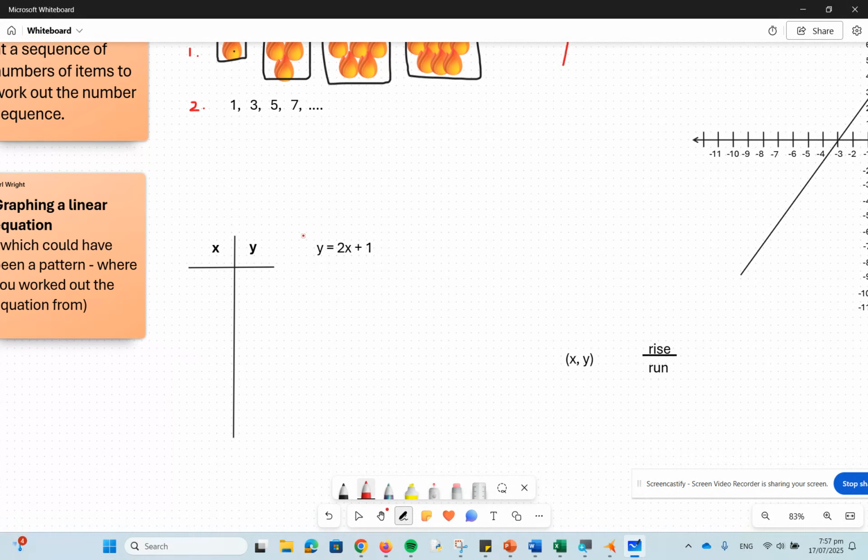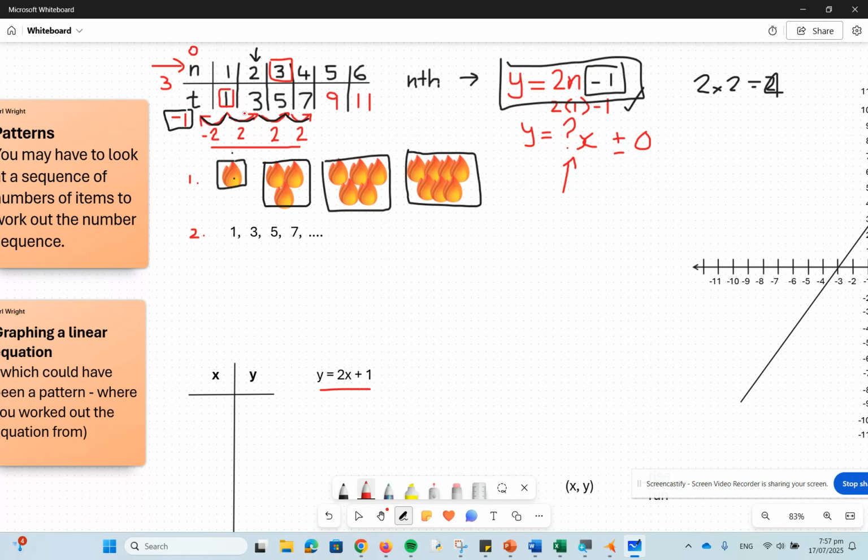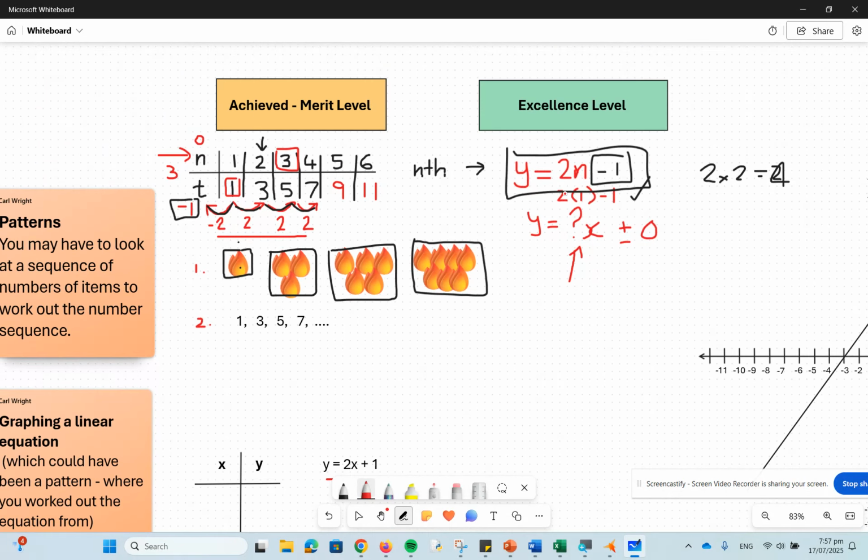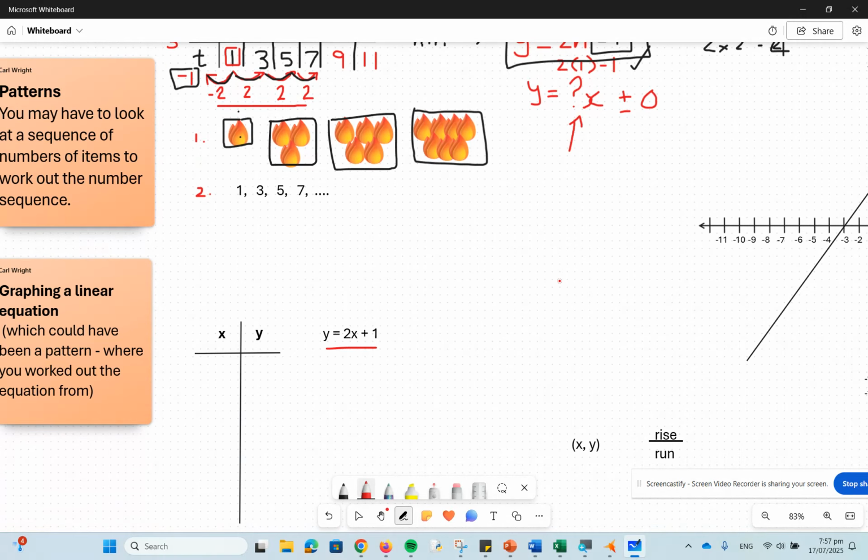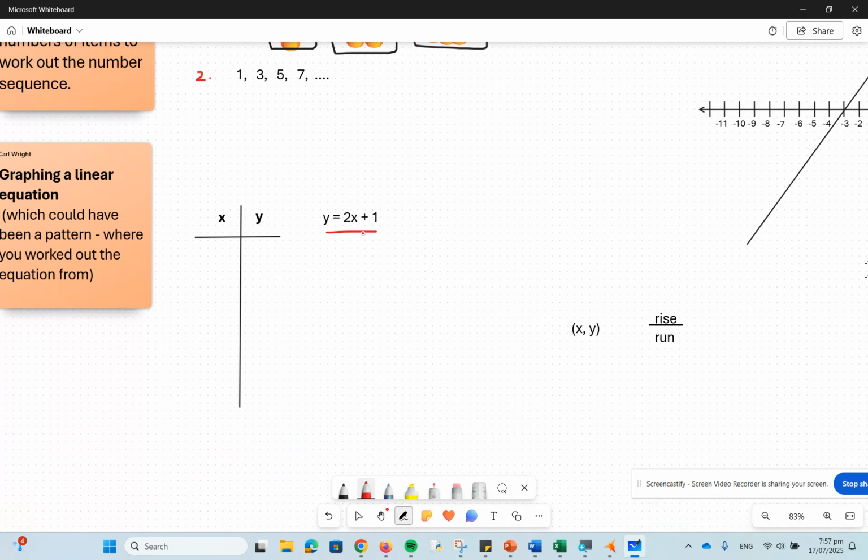Okay, anyway, another skill that you might need is this: you might get a formula like this and they ask you to graph it. So they say graph this equation. So instead of working out the equation from a number sequence, which is, remember, excellence level, they might say, I want you to graph this equation. And this would be like achieved, okay?